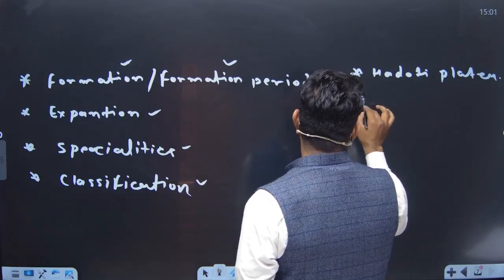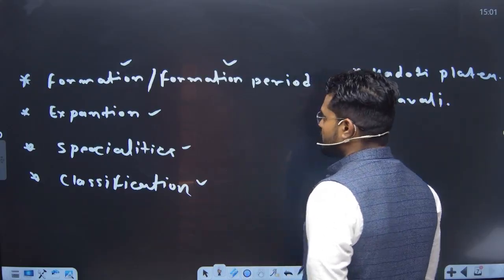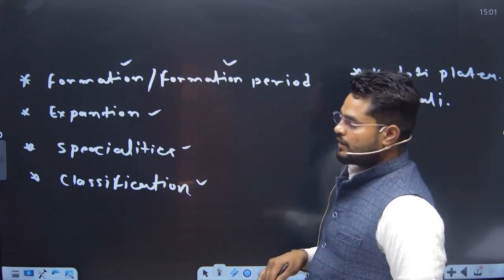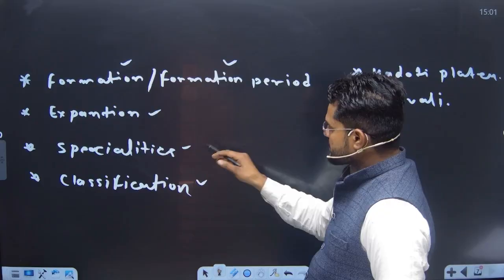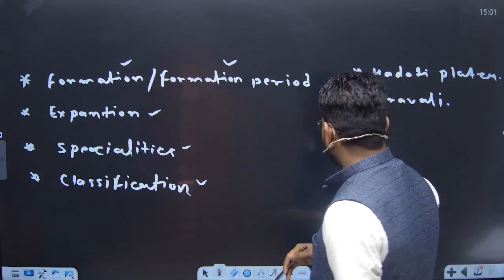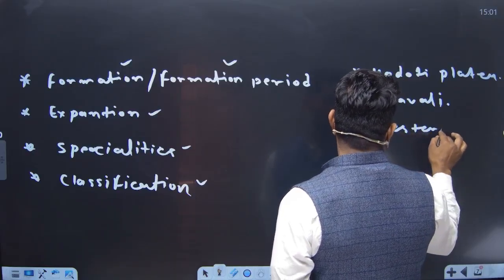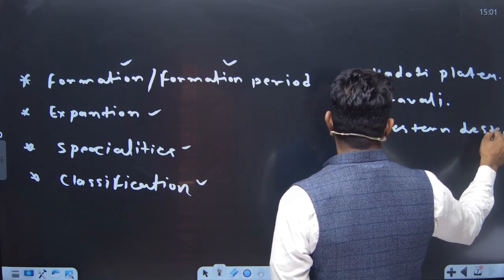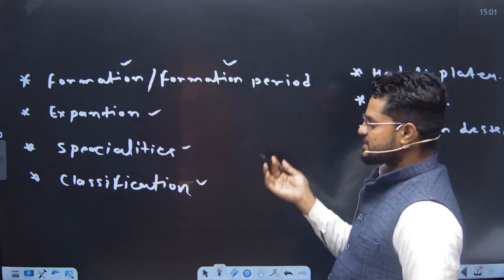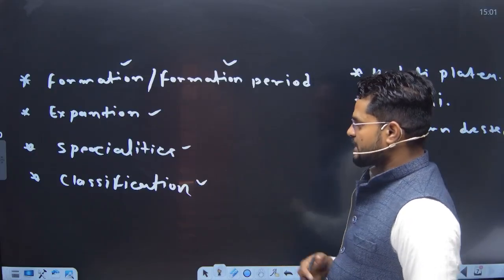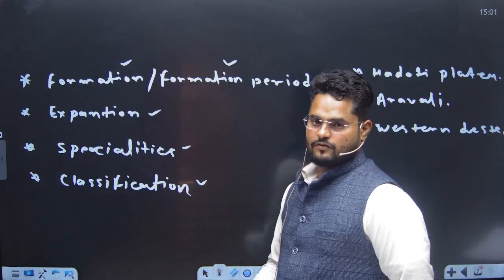Second, for example, we discuss about the Aravalli region. Then we discuss about the formation of Aravalli and formation period of Aravalli, expansion of Aravalli, specialties of Aravalli, classification of Aravalli. Third, the western desert part. So we discuss about the formation and formation period of the western desert. We discuss about the expansion of the western desert. We discuss about the specialties of the western desert, and we will discuss about the classification of the western desert.